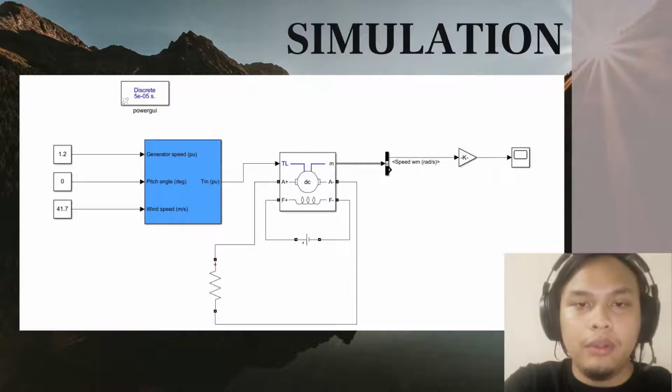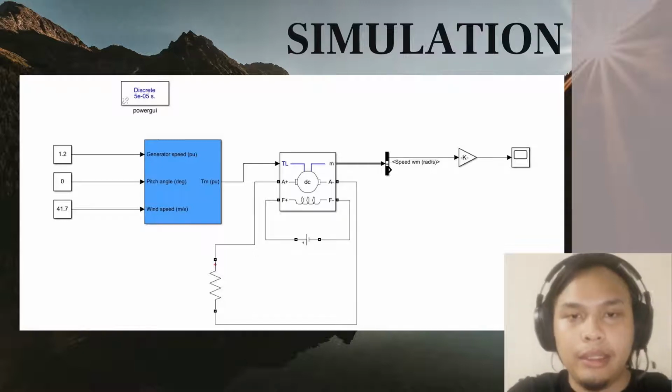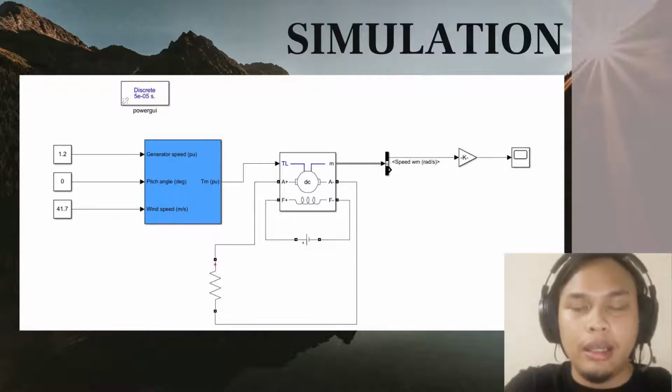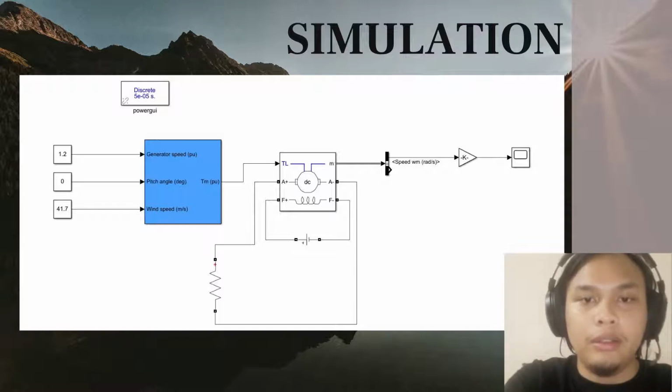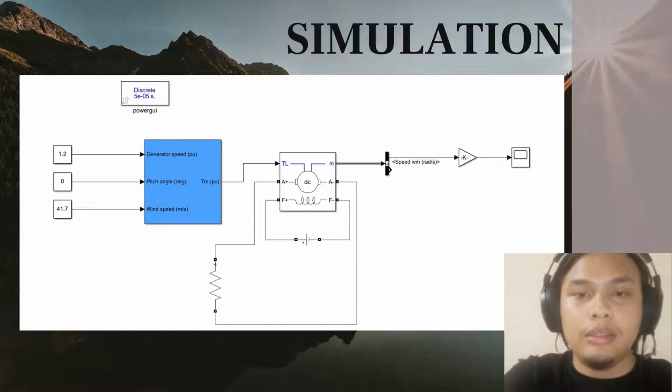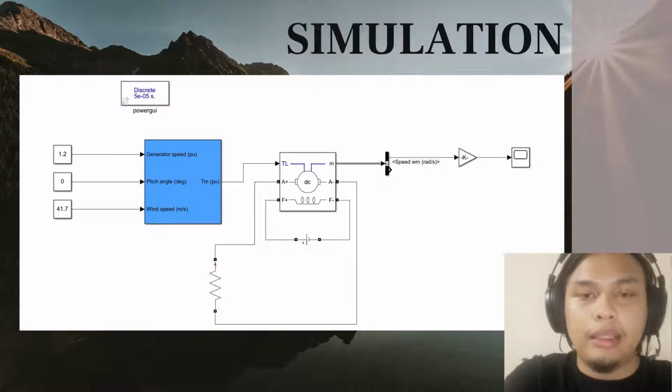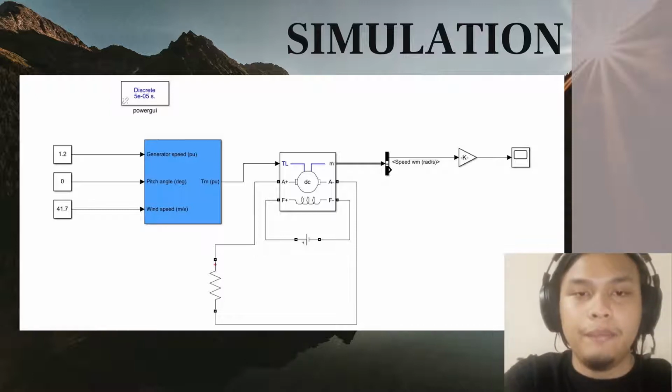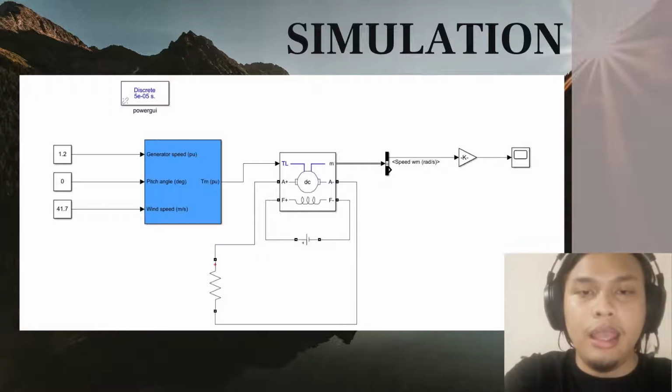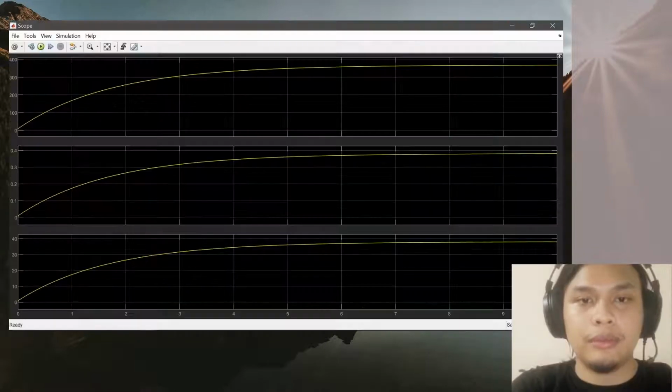Now I will continue to explain the simulation of the wind turbine generator design. The simulation consists of the wind turbine generator simulation, battery simulation and inverter simulation. First we look into the wind turbine generator simulation. It consists of a wind turbine and a DC machine. We assume that the wind speed is 100 and the constant is 1.2, and the outputs that we want are the current, voltage and speed of the motor.